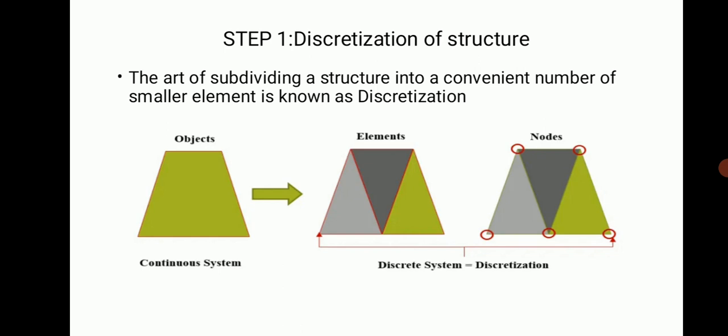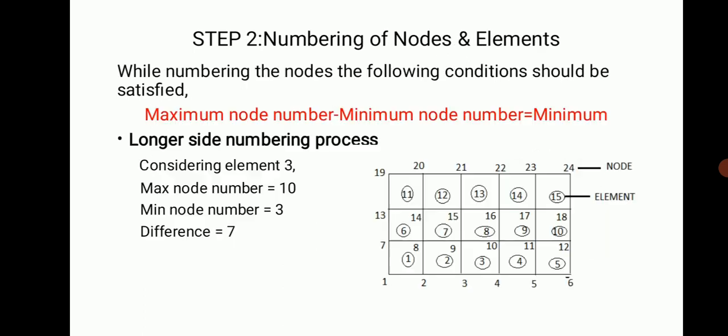An axisymmetric element is developed by rotating a triangle or quadrilateral about a fixed axis located in the plane of the element through 360 degrees. The step 2 is numbering of nodes and elements. The nodes and elements should be numbered after the discretization process.